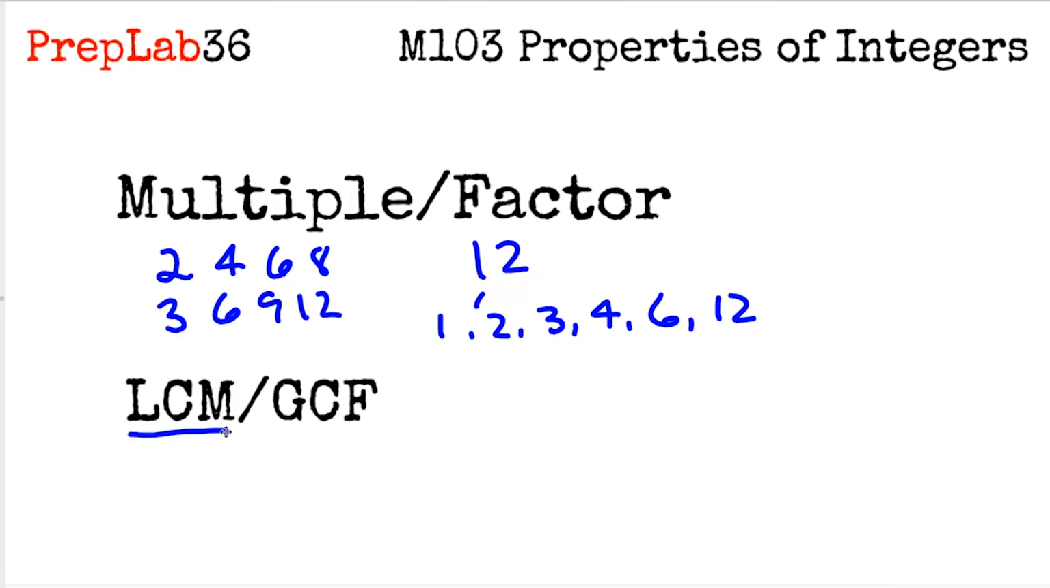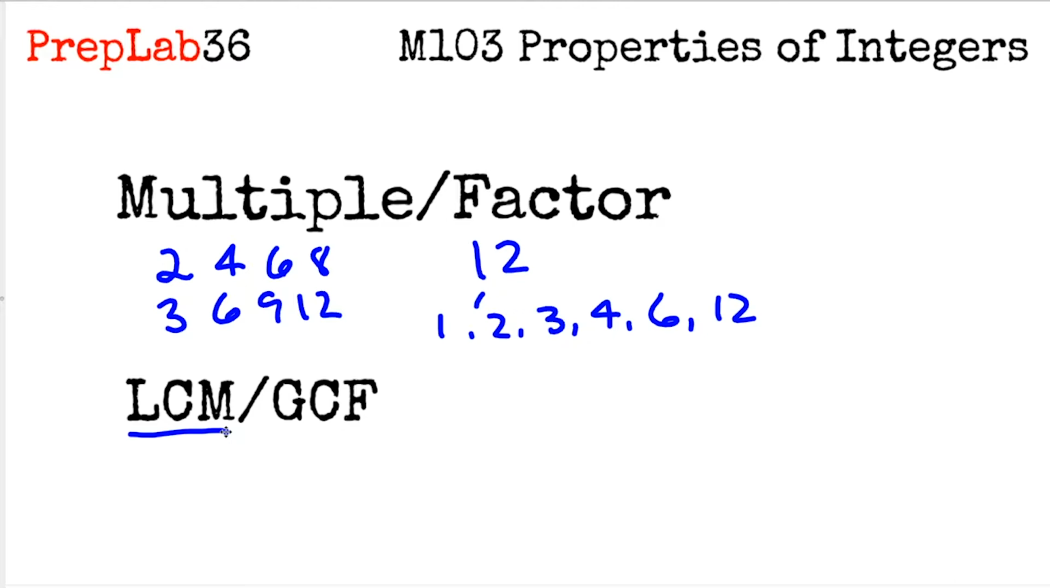What comes up? Only on the ACT lately. The SAT has dropped least common multiple and greatest common factor. Though the SAT loves adding fractions, so you've got to know a common denominator, which is what you need multiples for. So the least common multiple and the greatest common factor.